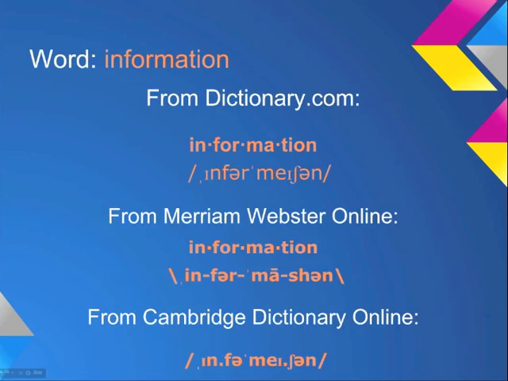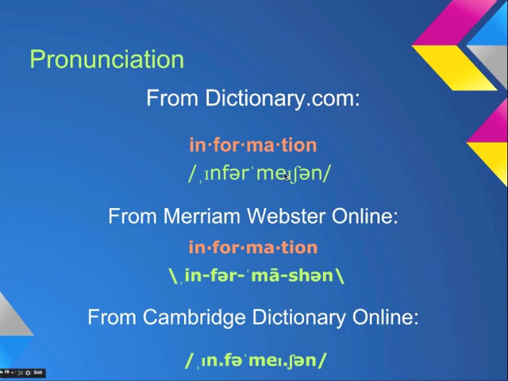I have taken the word information and looked it up in 3 different online dictionaries: Dictionary.com, Merriam-Webster Online, and the Cambridge Dictionary Online. And I've indicated in different cases either the word and the IPA spelling, or just the IPA spelling. Now you'll see why in just a moment.